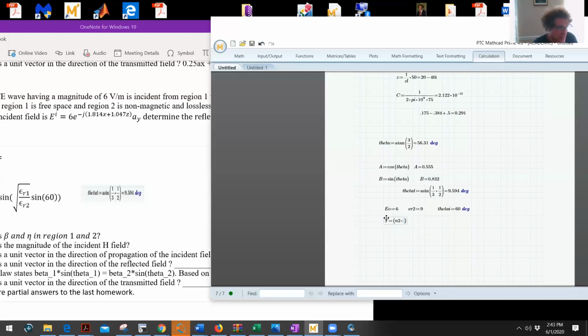So actually what I better do is put down what eta 1 and eta 2 are. I'll do it right here. I know eta in general is equal to the square root of mu over epsilon, right?